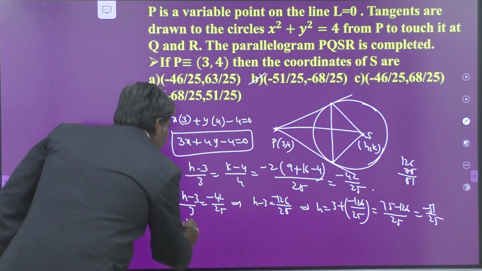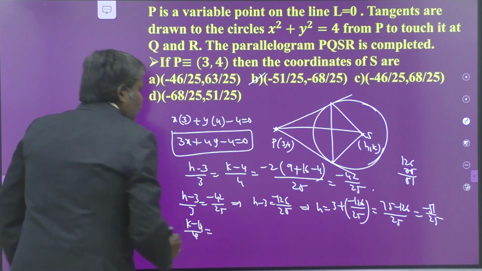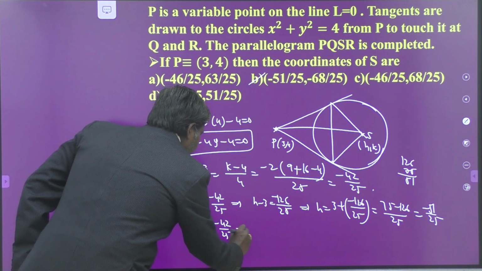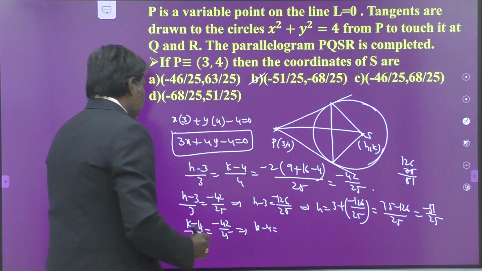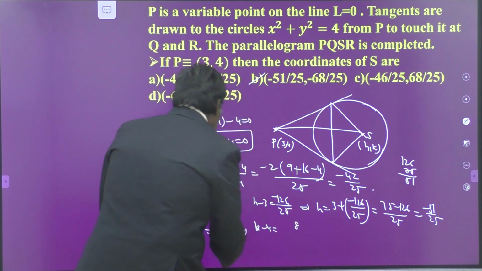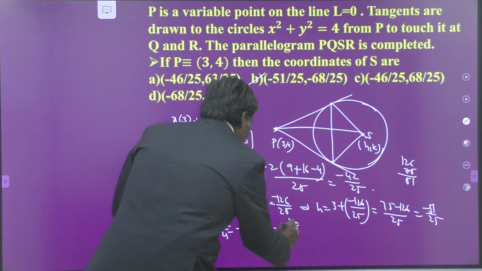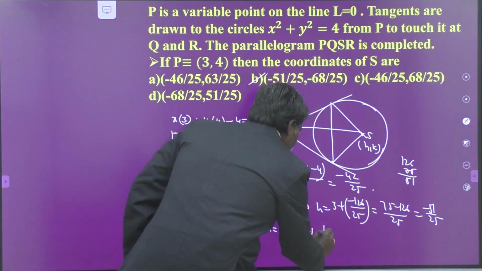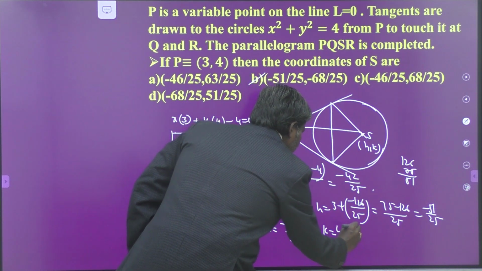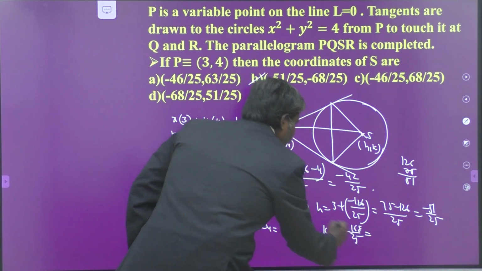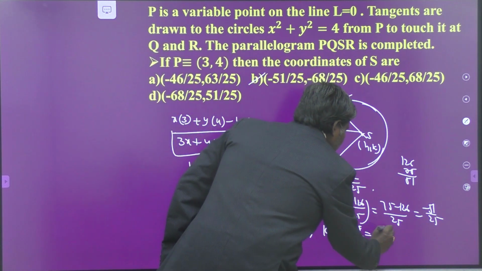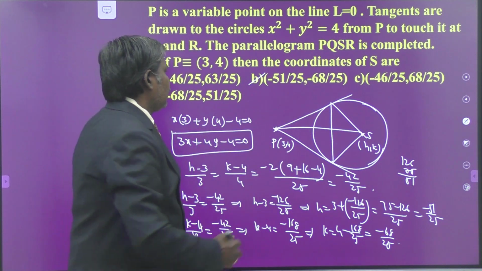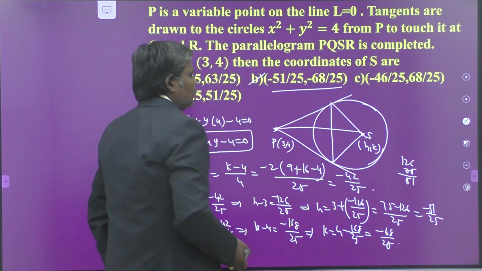(k minus 4) by 4 is equal to minus 42 by 25, which implies k minus 4 is equal to, 4 2s are 8, 4 4s are 16, minus 168 by 25. This implies k is equal to 4 minus 168 by 25. 4 25s are 100, 100 minus 168, minus 68 by 25. This is minus 68 by 25. So option B is the correct option.